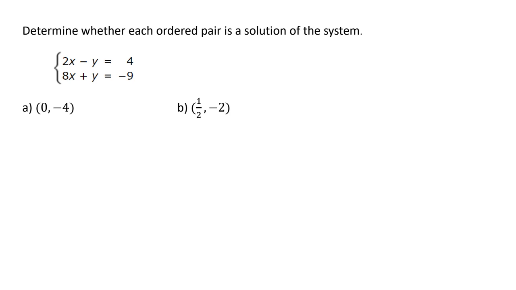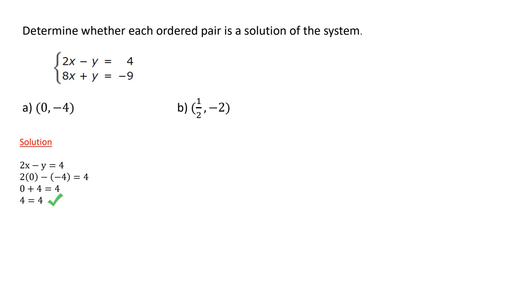Let's find out if the x value of 0 and the y value of -4 satisfy both of these equations. We're going to replace them in the first equation first: 2x minus y equals 4. I replace the x with 0 and the y with -4. When I do the math, I see that it gives me a true statement: 4 is equal to 4. But let's go ahead and verify.